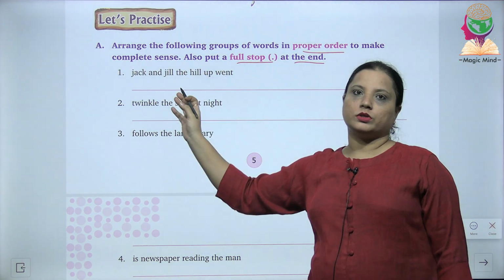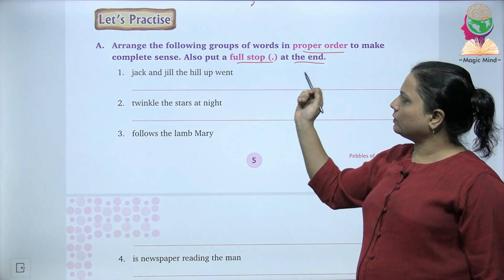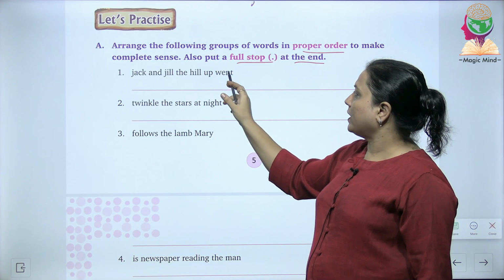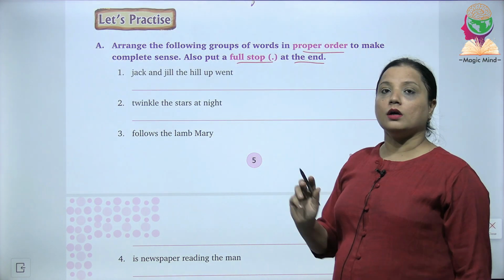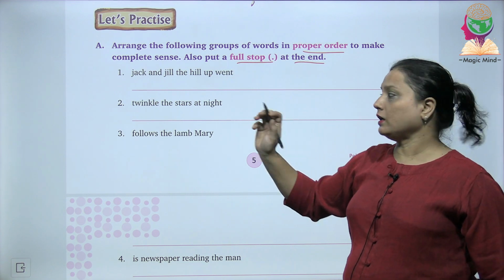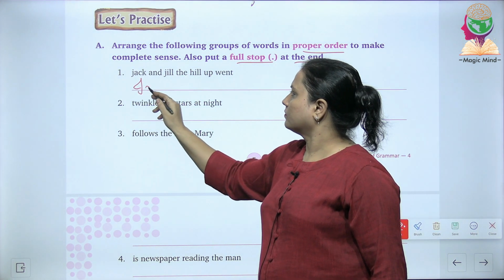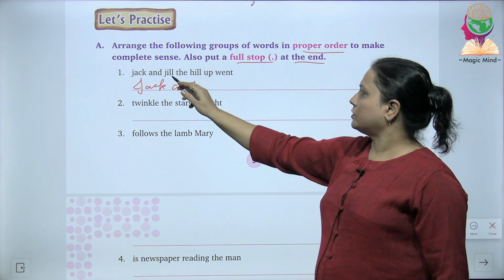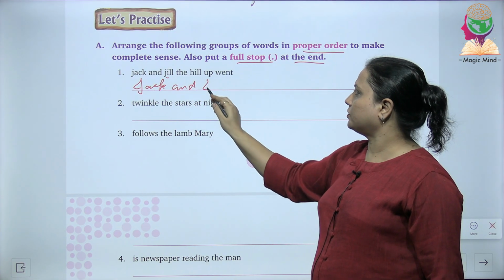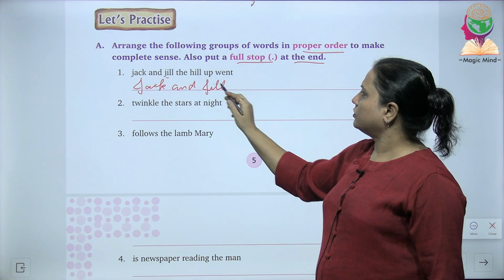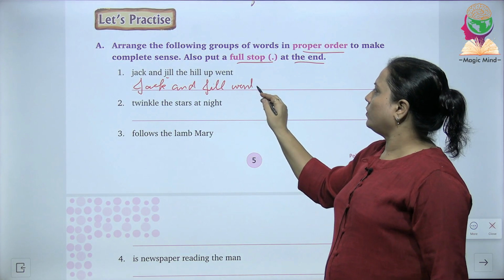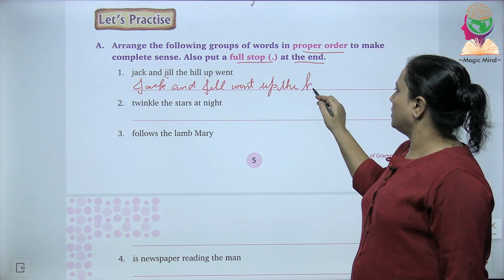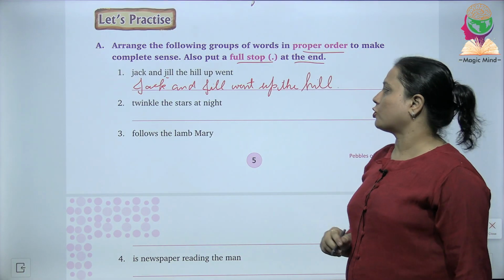Now let's put all the words together in a sequence. The sentence will be, Jack and Jill went up the hill, and then a full stop. So let's write it here quickly. Jack, and since this is again a name, it will also be written in capitals, and Jill went up the hill, and a full stop.